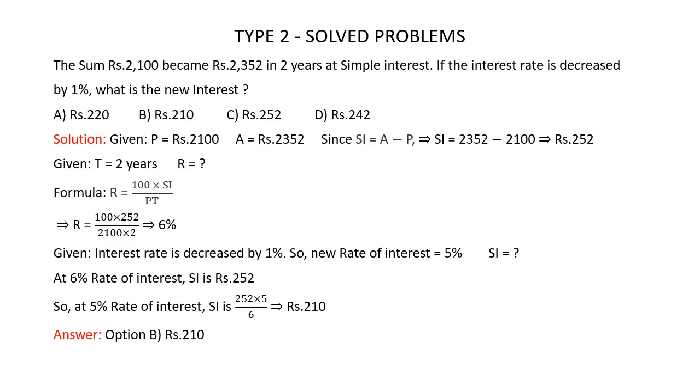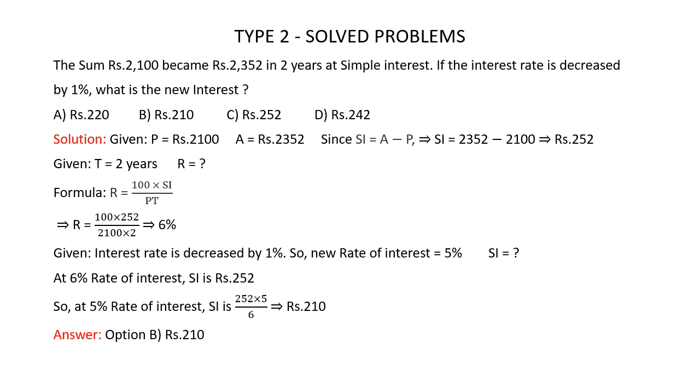Let's now solve a few problems of the type 2 where an increase or decrease in the rate of interest is given in the questions. The sum rupees 2100 became rupees 2352 in 2 years at simple interest. If the interest rate is decreased by 1%, what is the new interest? Here you are given 4 options and you have to find out which of these options is the correct one.